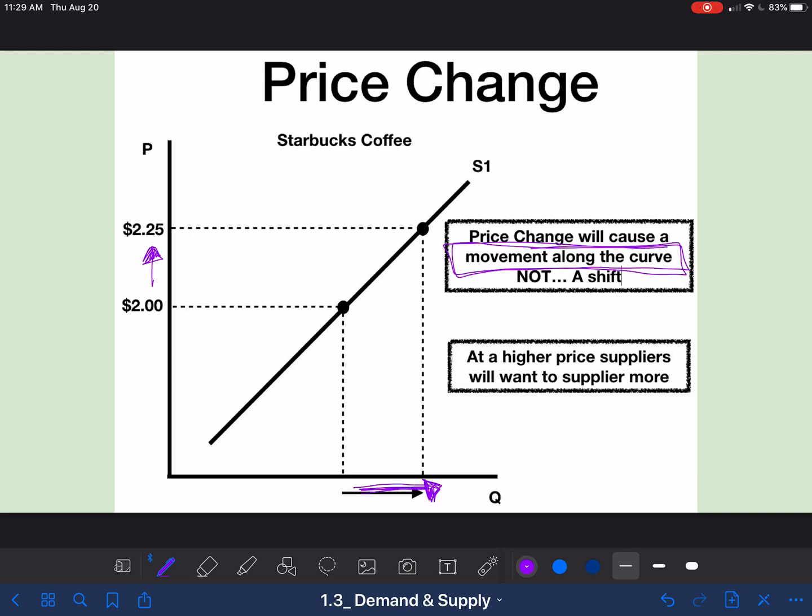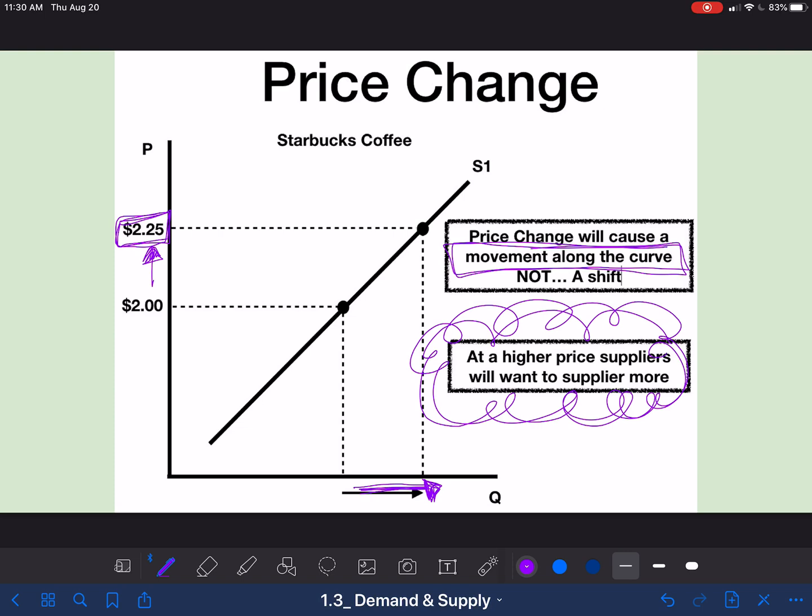So what does that actually mean for Starbucks? That means Starbucks is going to supply more tall coffee cups than the grande or the venti cups because they're offering tall coffees for $2.25. So they're going to supply more of those tall coffees at that higher price point. At a higher price point, suppliers will supply more. The more expensive a product is selling for, the more that producer is going to push out at that higher price point because they're going to make a greater profit.